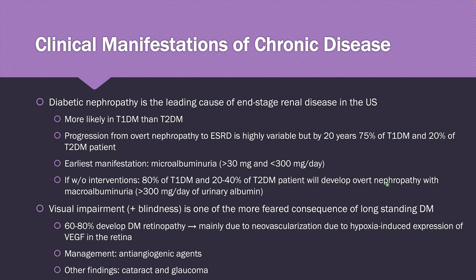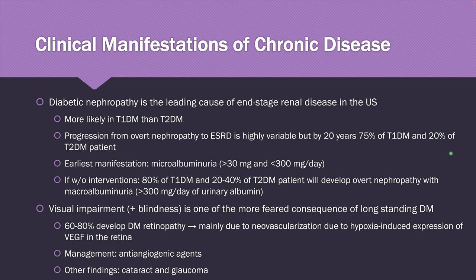The earliest manifestation of this would have to be microalbuminuria. So there is a test to do this. You have to specifically request it from the laboratory in order to get your microalbuminuria levels. Without interventions, 80% of type 1 DM and 20 to 40% of type 2 DM patients will develop overt nephropathy with macroalbuminuria already.